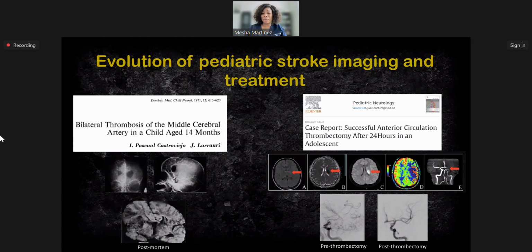Not on a 14-month-old. But today, for instance, we can see that our technology has advanced and things are more savvy. And I would like to say that I think pediatric stroke, the way we do things is so cool that we can be considered sexy. And here we can see a case of a 16-year-old patient who came in more than 24 hours after stroke onset, and we were still able to get the clot out, and the patient did very well. So from looking at back then to today, we're doing big things.